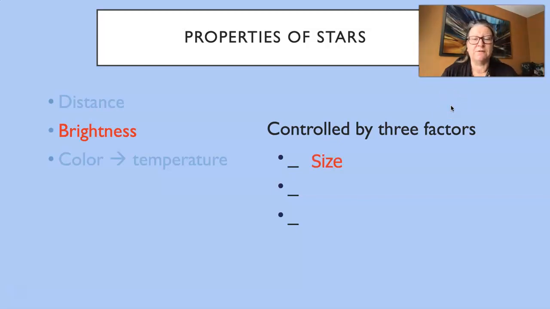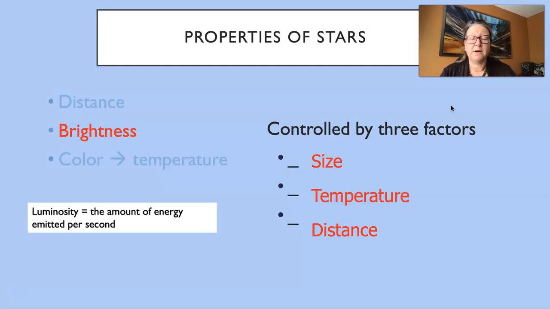Size is certainly one factor. The larger the star, the brighter it's probably going to be. The temperature, the hotter the star, the brighter it's going to be. And then the distance from Earth. Some stars are going to appear bright only because they're close. We're going to use the concept of luminosity to describe brightness. This is the amount of energy emitted per second. We're going to be using this in the HR diagram in just a moment.